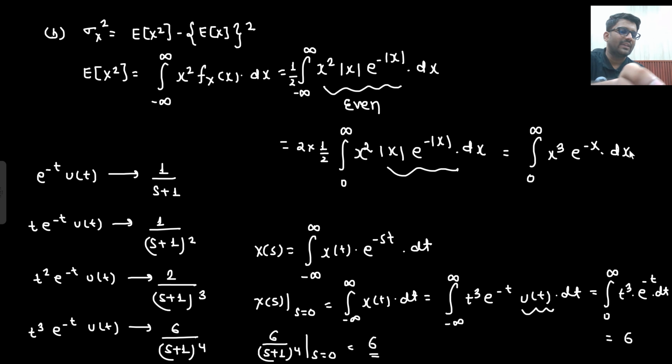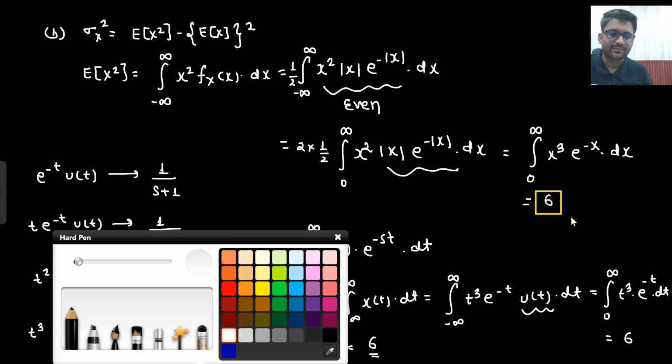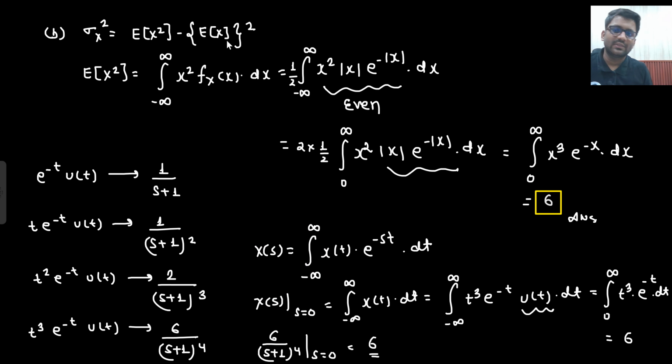So x cube e to the power minus x dx, what it will give you? 6 only. There you go. So what is the answer you are getting? 6. This is the answer. So this is the answer of your variance. So sigma x square is equal to E of x square, that is 6, minus 0 whole square. So that would be equivalent to 6 only. There you go. This is the answer.